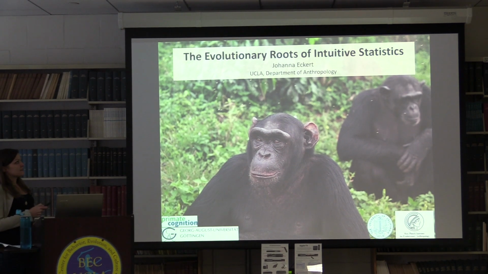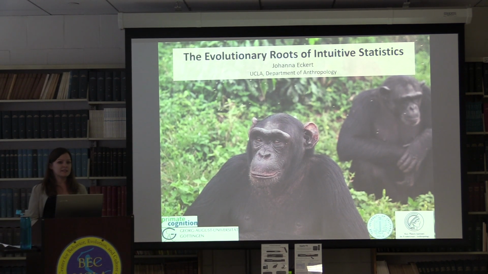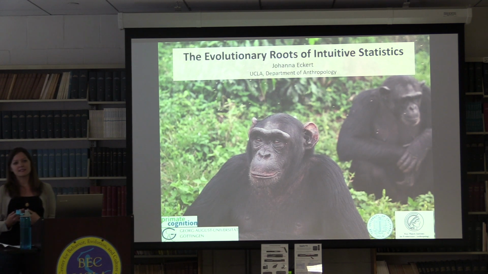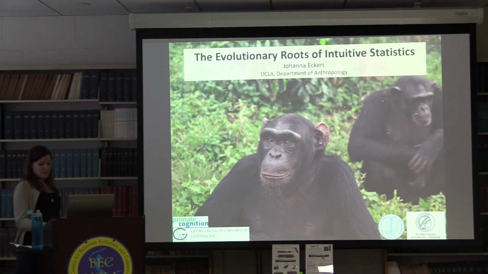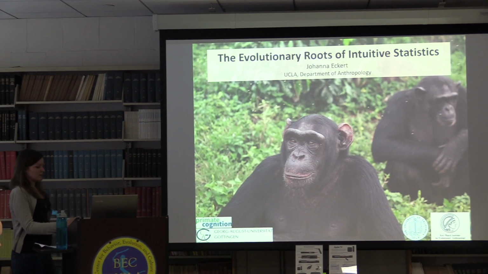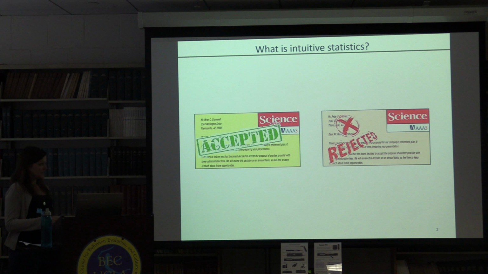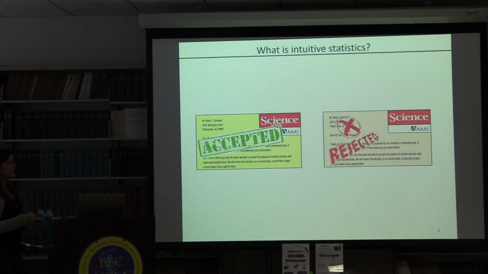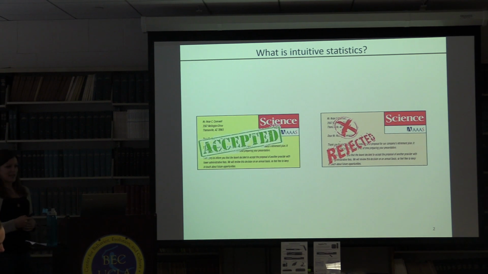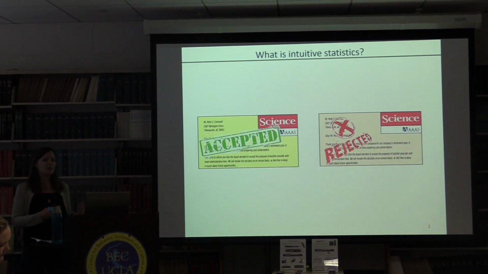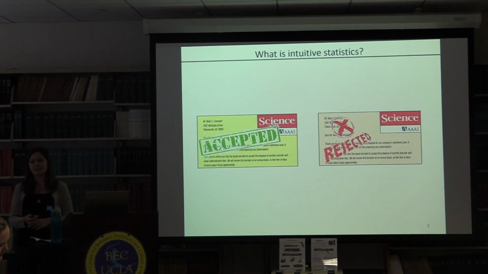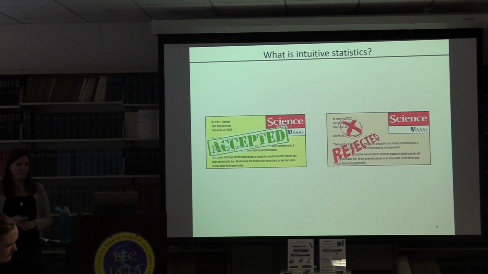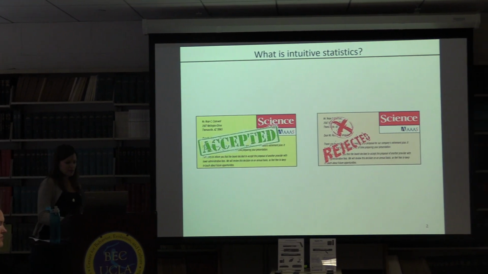At first glance, this term intuitive statistics may seem a bit contradictory to some of you, because how can something as complex as statistical reasoning be intuitive at all? I always like to answer this question by giving a brief practical example. What you see here are two letters informing you that the paper you recently submitted to Science was either accepted or rejected. Now you can make your personal decision which of the two letters you would be happier to receive. Once you've made this decision, you can look at this here.